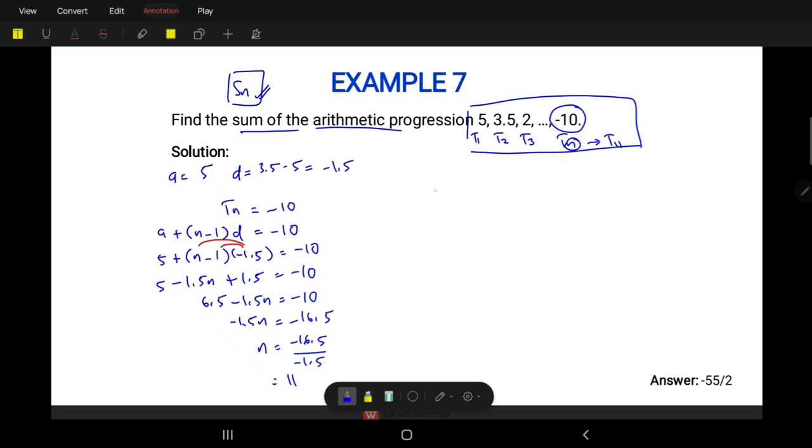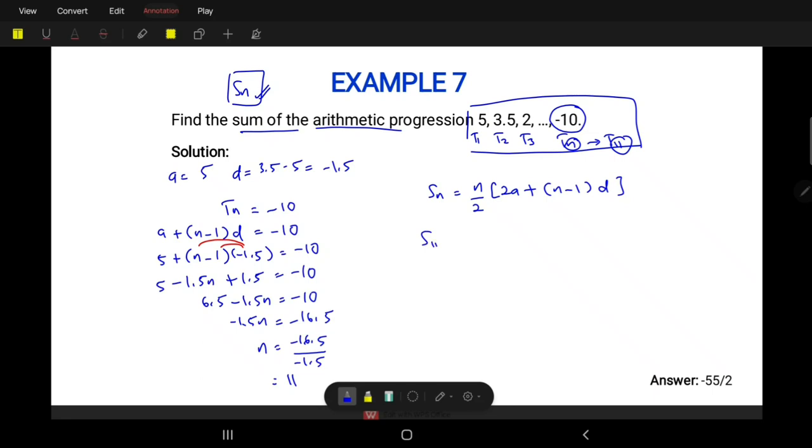Which is Sn, use the formula n over 2 times 2a plus n minus 1 d. The question says the sum of the arithmetic progression, dia tak bagi tahu the sum of the first 3 terms ke, the sum of the second term ke. Tapi the sum of the arithmetic progression, that means total kan dia. That means kita ambil yang ke-11 terus. Dia nak yang semua.